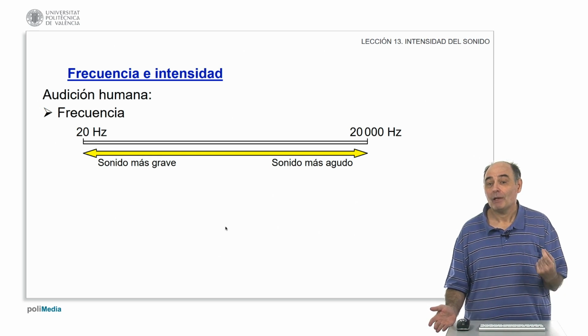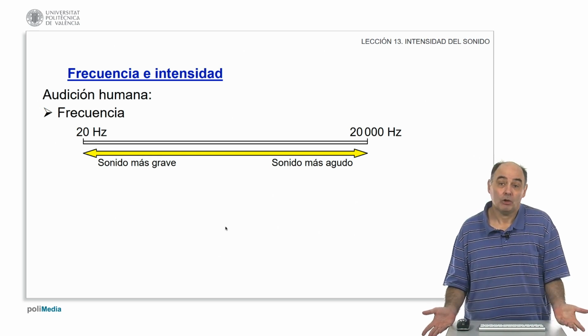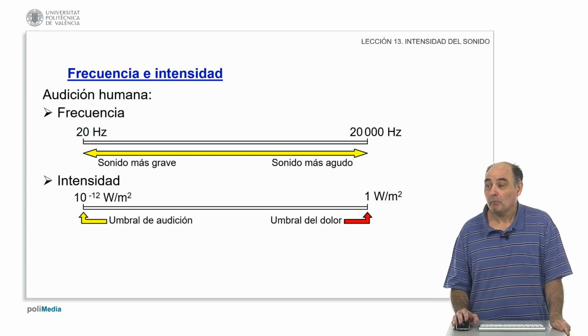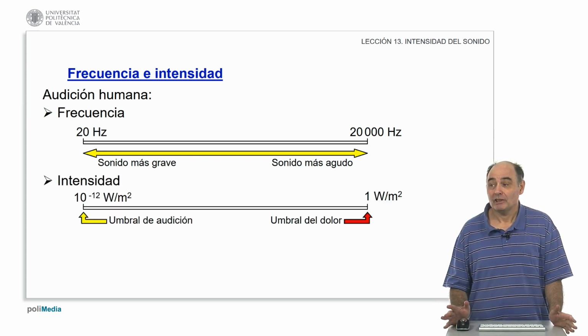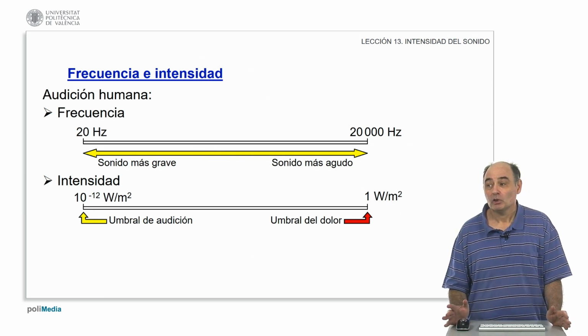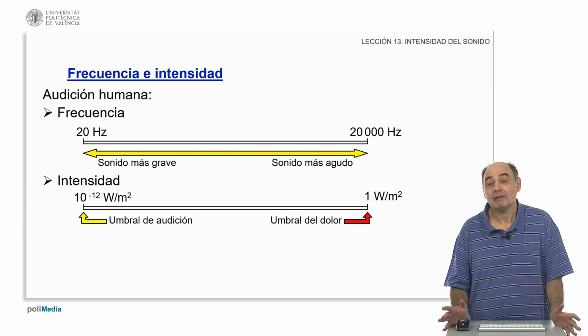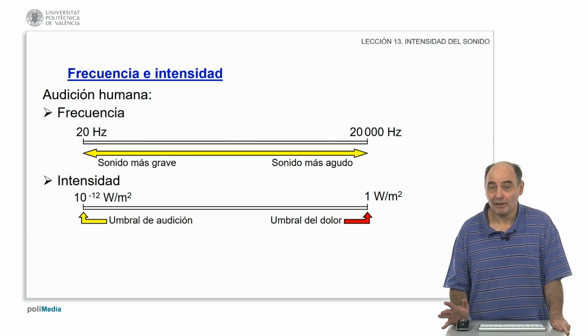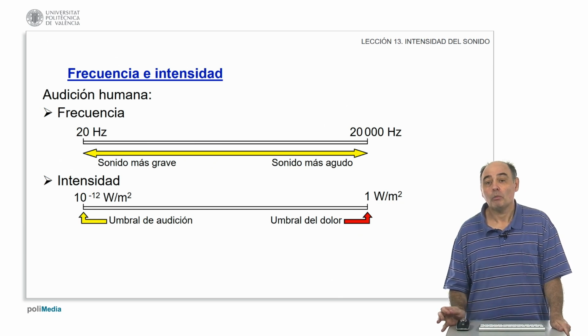And that has to do with the sound being louder or softer. That goes with the intensity or amplitude, in fact the amplitude squared. Well, we can hear sounds from 10 to the minus 12 watts per square meter up to 1 watt per square meter. Sounds lower than 10 to the minus 12, we normally do not hear them. 10 to the minus 12, a number that is important to learn because it is a common reference, is what is known as the hearing threshold.